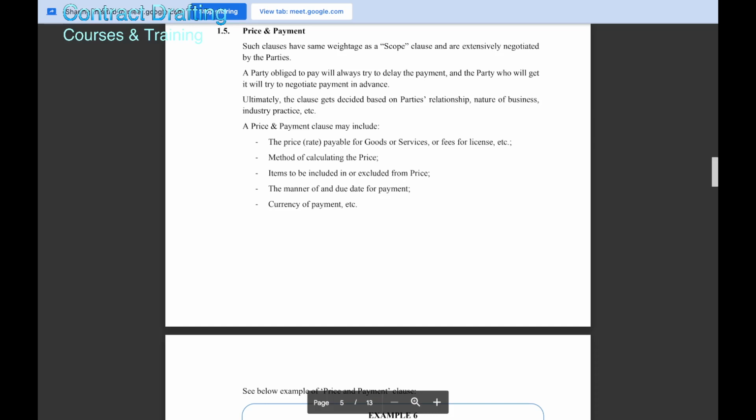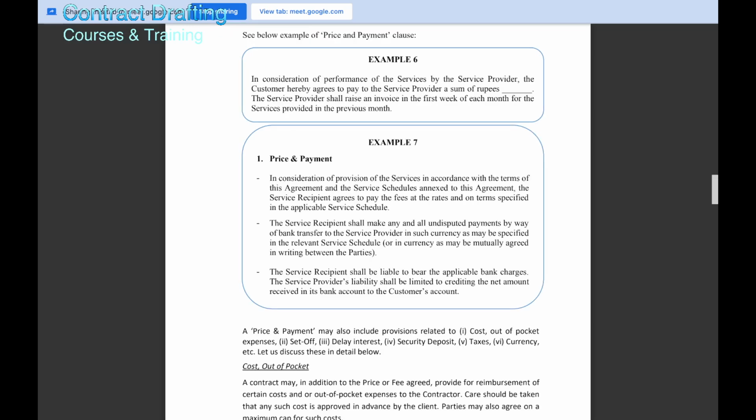Then there is example 7. So the first part is simply that the fees has to be paid at the rates and terms specified in a service schedule, and the undisputed payment has to be made in a specified currency as specified in the service schedule. So you may have a separate schedule for all the payment terms. Then who will be bearing the bank charges? So here the service recipient has to bear the bank charges.